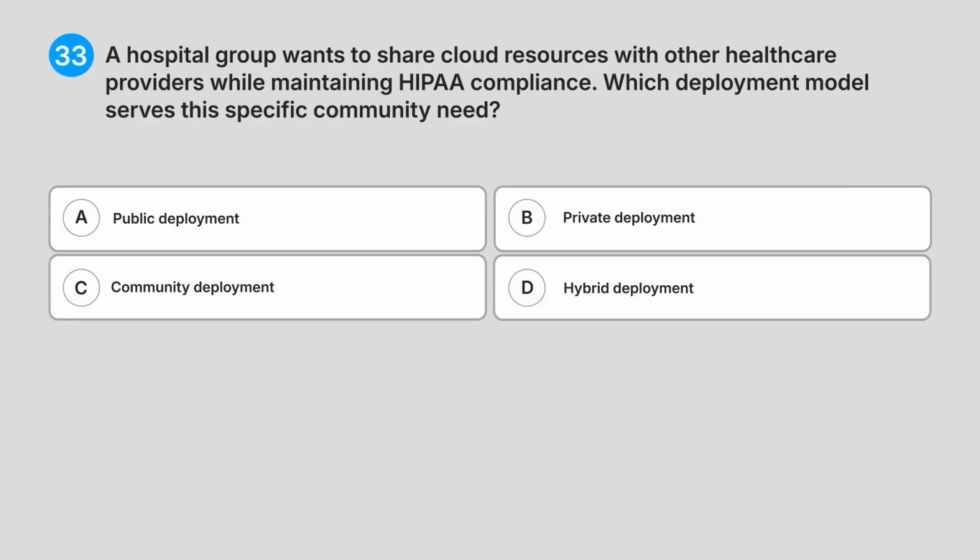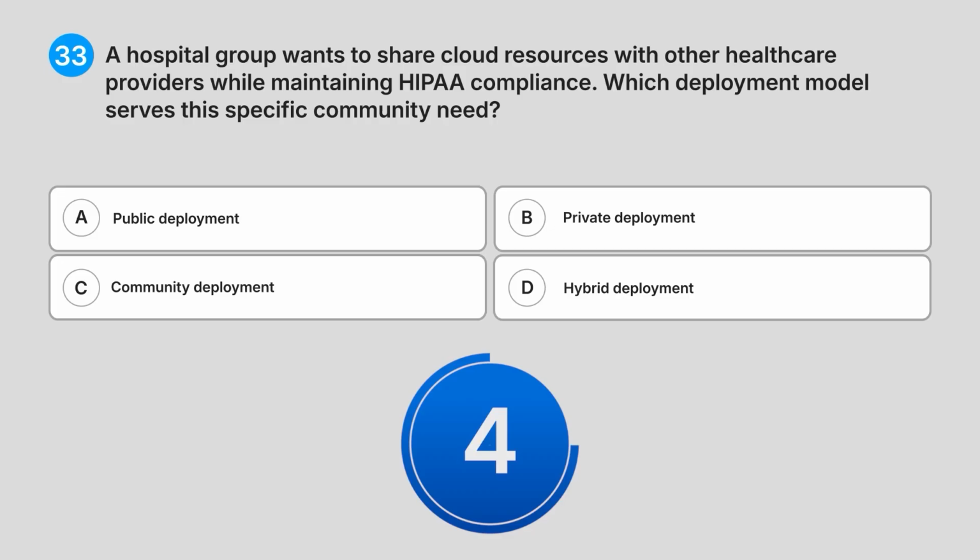33. A hospital group wants to share cloud resources with other healthcare providers while maintaining HIPAA compliance. Which deployment model serves this specific community need? A. Public deployment. B. Private deployment. C. Community deployment. D. Hybrid deployment. Can you guess the answer?